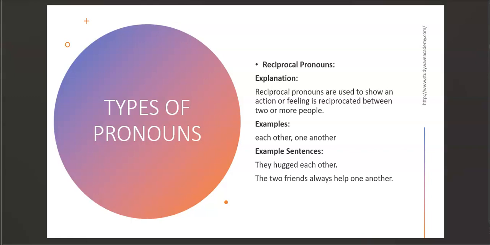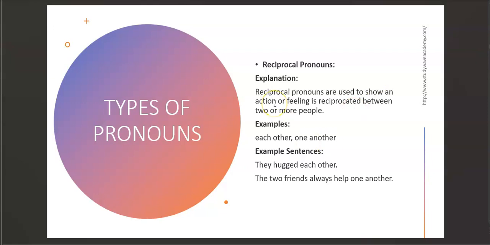Okay, so for example, each other, one another. Look at that, we hug each other, so it's something we did, both of us. I hugged her and she hugged me. Okay, we love one another. Okay, we love each other. Look at that, so I love her and she loves me back. Okay, so don't forget about that.